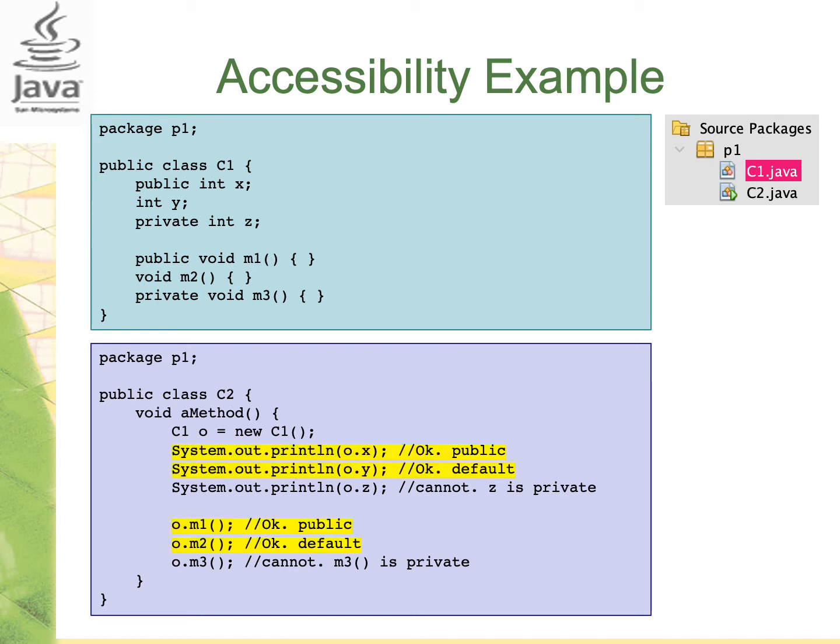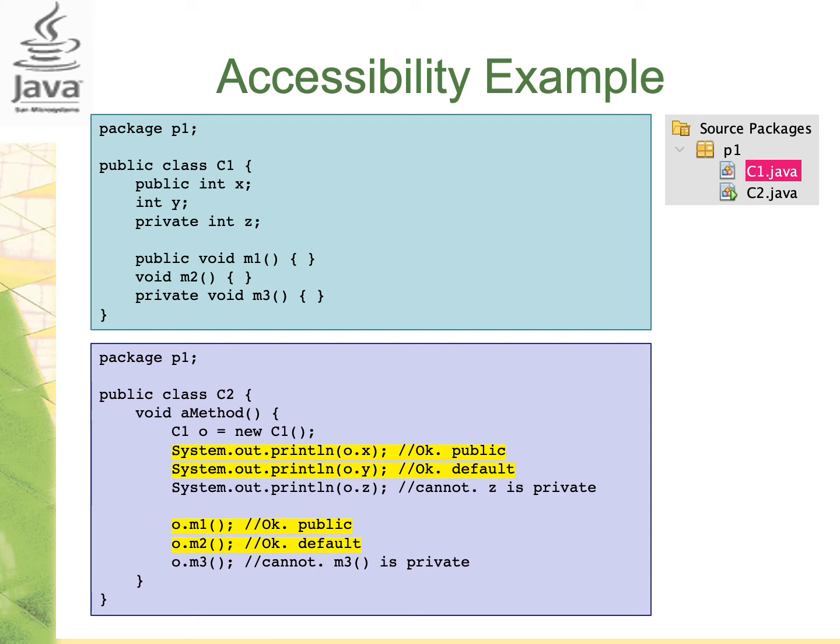In the C2 class, it creates an object of the C1 class called o. To access the data and methods, the dot operator is used. When we do o.x, that is valid because public can be accessed by any class. o.y is also valid because even though y is default, it is within the same package, P1, so it can be accessed. o.z, however, cannot be accessed because z is private. When it is private, it can only be accessed within its own class, meaning that only the C1 class can access z.